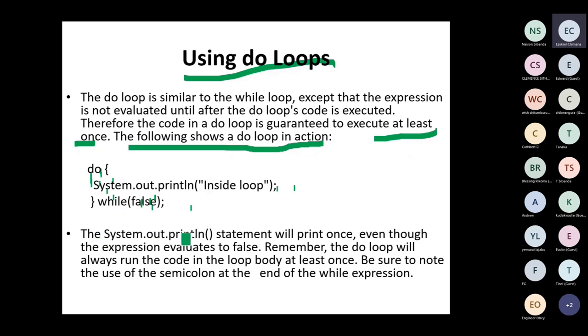So the System.out.println statement will print once, even though the expression evaluates to false. Remember, the do loop will always run the code in the loop body at least once. Be sure to note the use of the semicolon at the end of the while expression. Here you need to put a semicolon after this while expression.